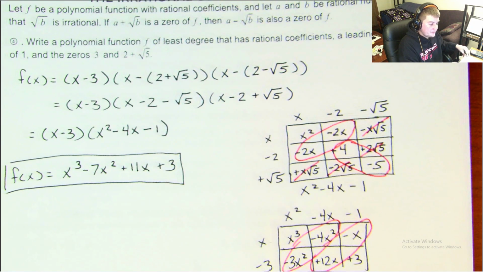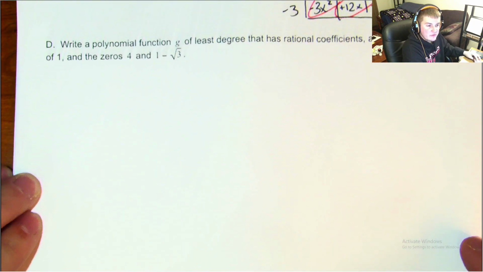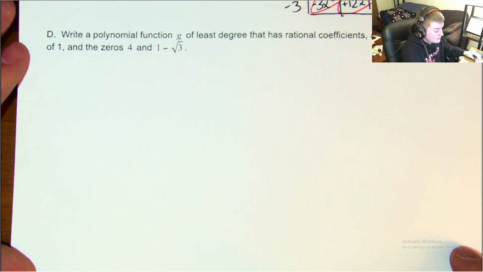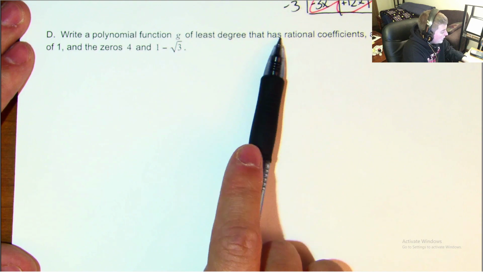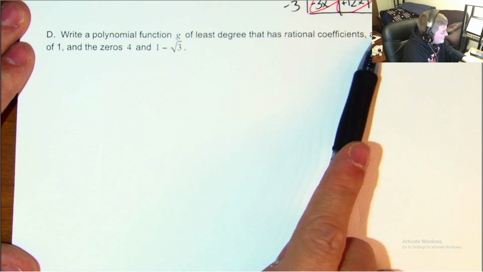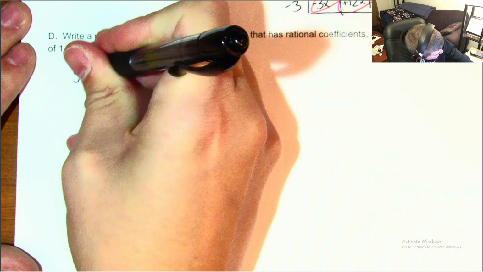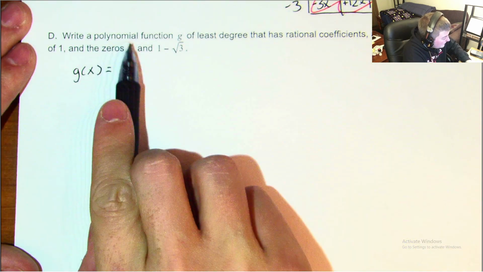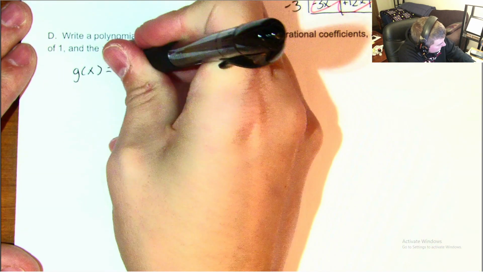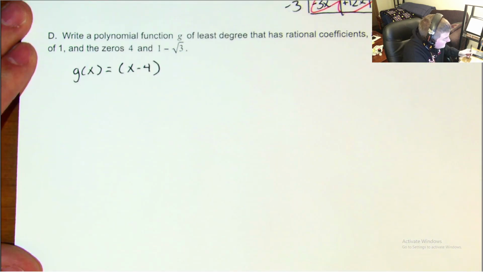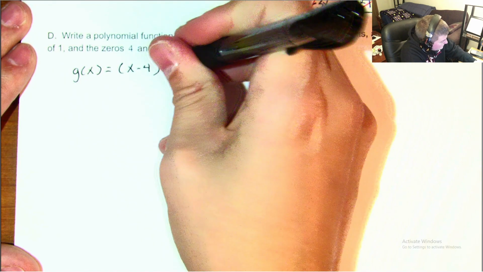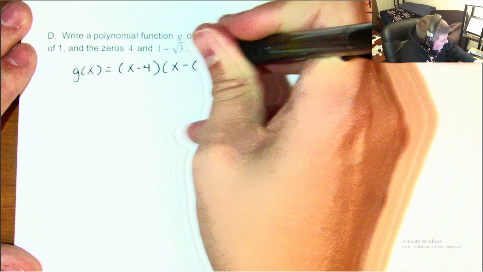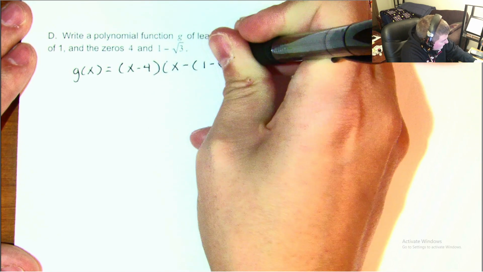So I'm assuming that you've already tried D on your own and you would like to see it now. Okay, so we're writing a polynomial named G with a least degree that has rational coefficients and a leading coefficient of 1. Okay, so this thing's name is G, so G of x is going to be equal to, and we have a 0 of 4, which means we have a factor of x minus 4. Okay, we have a 0 of 1 minus the square root of 3, which means we have a factor of x minus 1 minus the square root of 3.